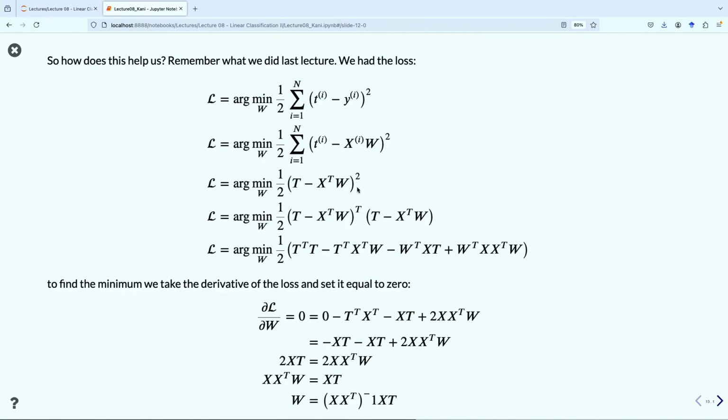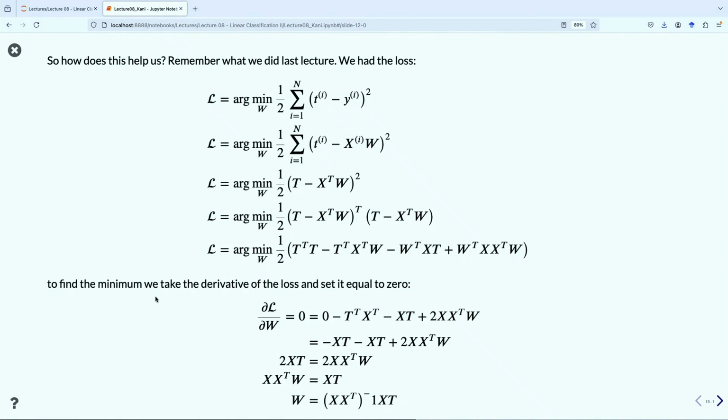Then we expand out this square. So we simply take the transpose times the normal vector of all of this. And then again, we expand out this whole term, and we get this expression here: the ground truth transpose times the ground truth, minus the ground truth transpose times x times w, minus w transpose x transpose times the ground truth, plus w transpose x transpose x w. Okay? So this is all just basic math we're doing.